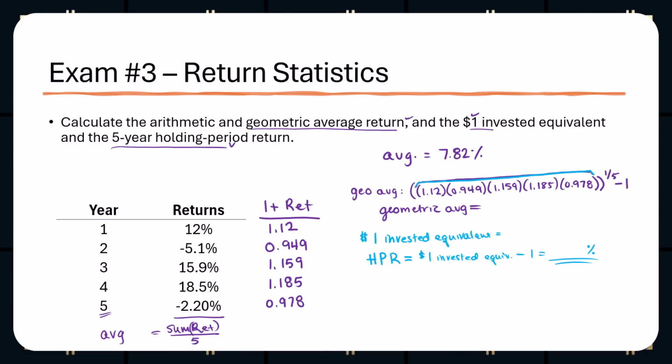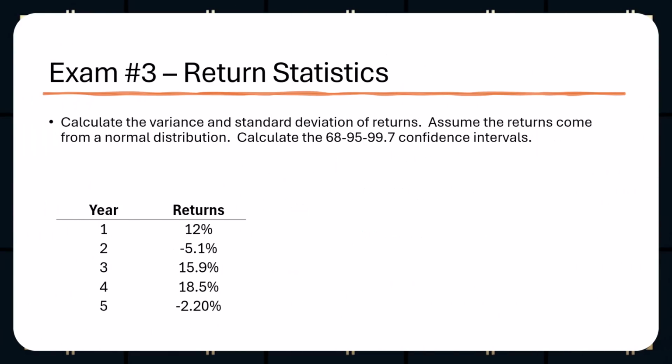Okay, let's write this all on the slide so we have a record of our answers. Our geometric average return was 7.38%. Our dollar invested equivalent was $1.4277, and we found that the HPR was 42.77%. In this problem, we're going to continue to use the same data.